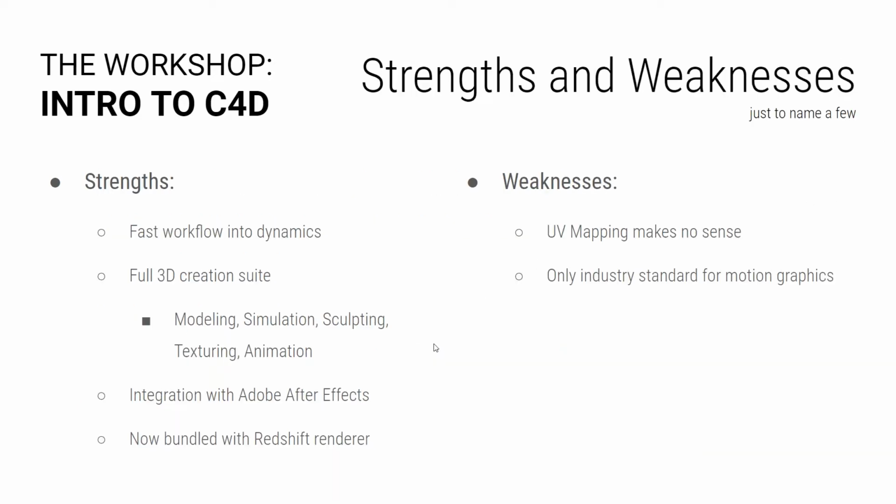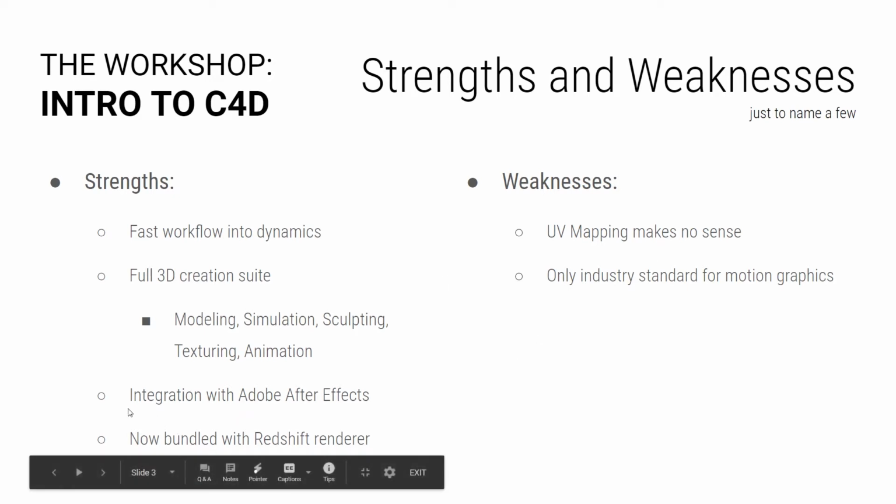So, yeah, its strength is it has a fast workflow into dynamics. That's what it's mainly used for because they want shit to look good quick. It's the full 3D creation suite. You've got modeling, simulation, like hair, and there are even plugins to make that better, like X-Particles, which has a lot of swarming particle simulations that can be done in it. It does have sculpting. It can texture, and it does do basic animation, rigging, and whatnot as well.